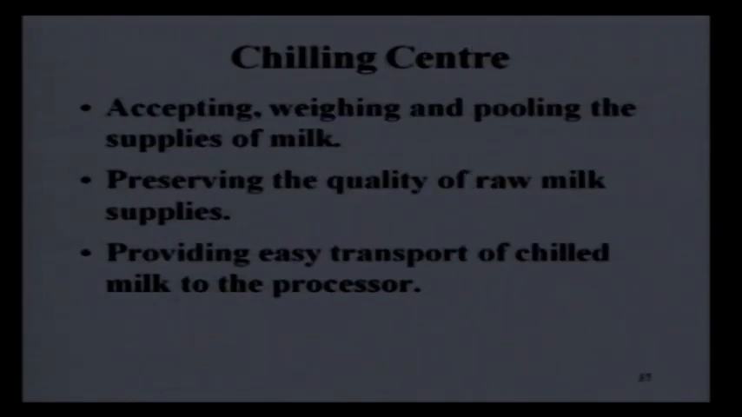Now, what are the purposes of a chilling center? It accepts, weighs and pools supplies of milk from different places. The second is to preserve the quality of raw milk supplies. And third is providing easy transport of chilled milk to the processor. These are the three objectives of our chilling center.